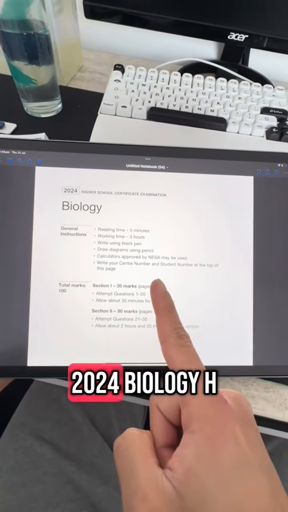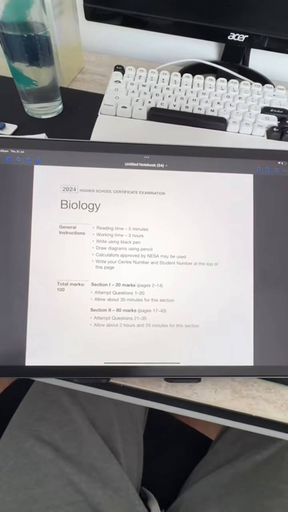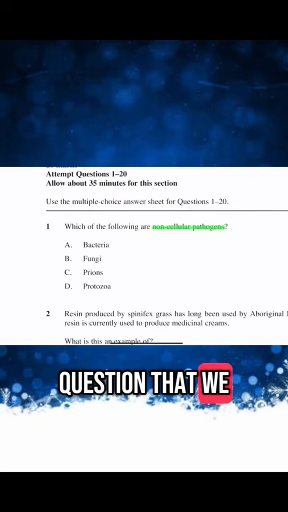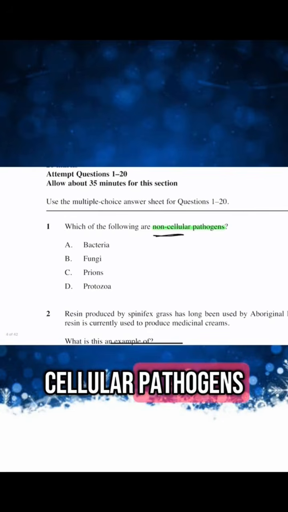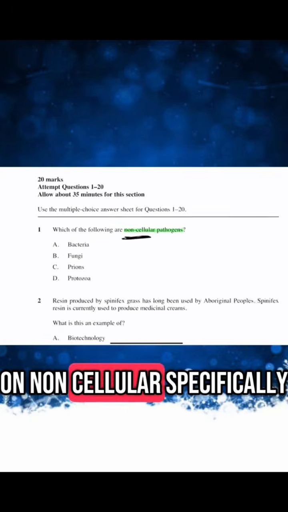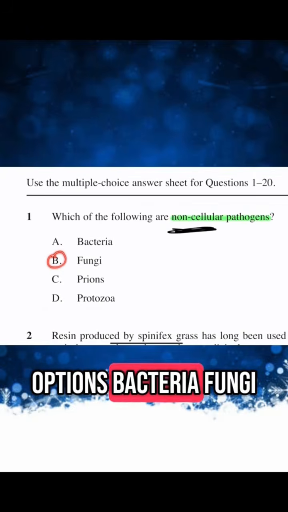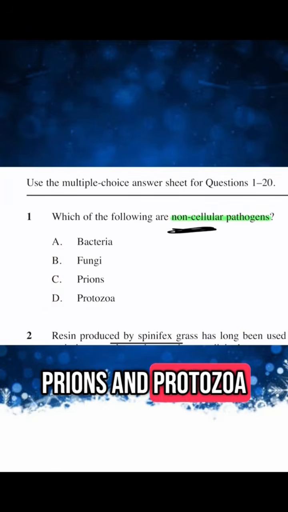Let's go through 2024 biology HSC together. So the first question that we have is, which of the following are non-cellular pathogens? With a focus on non-cellular specifically. We have four options: bacteria, fungi, prions, and protozoa.